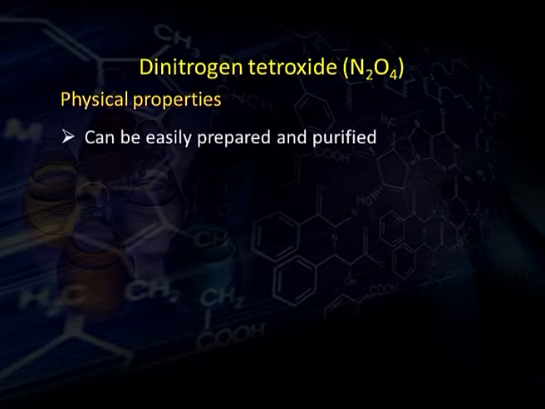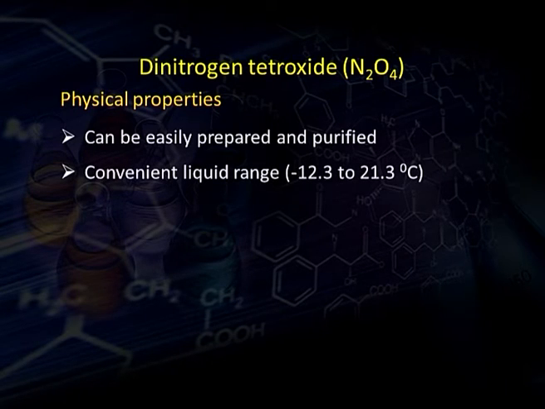It can be easily prepared and purified. So, this is the plus point of using N2O4, that it can be easily prepared and easily purified. It has a convenient liquid range, that is from minus 12.3 degrees Celsius to 21.3 degrees Celsius. So, it remains liquid in this range. At a temperature below minus 12.3 degrees Celsius, it remains in solid form, while at a temperature above 21.3 degrees Celsius, it remains in gaseous form. So, to use it as a solvent, we have to use it within this temperature range.